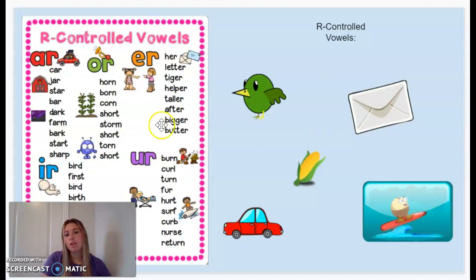So I'm going to go over a couple of examples with you. For AR, we have car, k, R. Then we also have farm, f, R, M. Then we have OR, and we have horn, h, horn, N. Then you have storm, st, or, M.